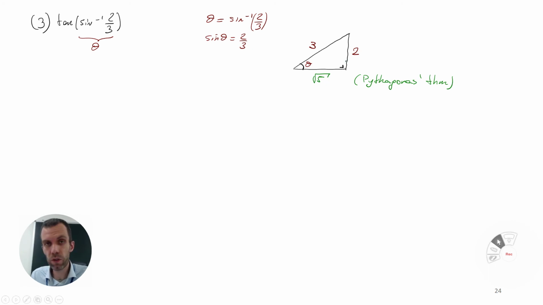And this is interesting because this also tells us that tan theta is equal to the opposite divided by the adjacent, 2 over square root of 5. So given that we had to calculate the tan of theta here, this basically gives us our answer, 2 over square root of 5. But there's one thing that we have to check, and that is the signs.